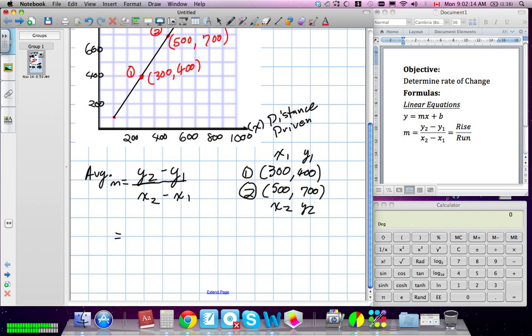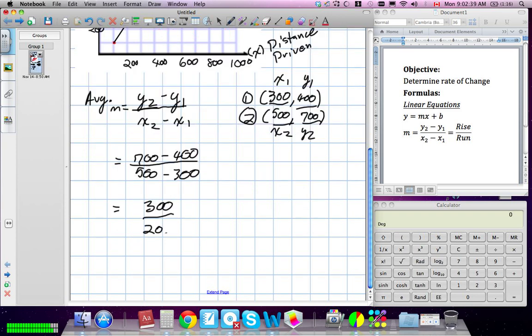So when we go to plug it into the equation, our y2, which is 700, subtract y1, which is 400, is divided by x2, which is 500, subtract x1, which is 300. 700 subtract 400 is 300 over 200, which is 3 over 2, or 1.5. Okay? So the average rate of change is 1.5 or 3 over 2.